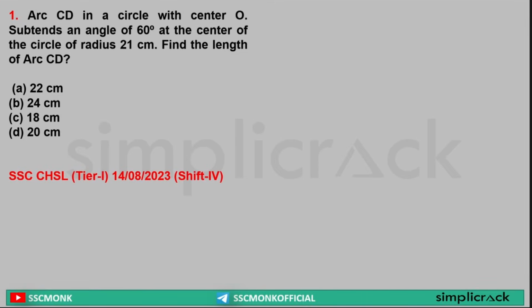So this is our first question. It is saying arc CD in a circle with center O subtends an angle of 60 degree at the center of the circle of radius 21 centimeter. Find the length of the arc CD. Now understand this. If this is a circle, and it has a center O, now arc means this part. This is known as arc. I hope most of you know it.